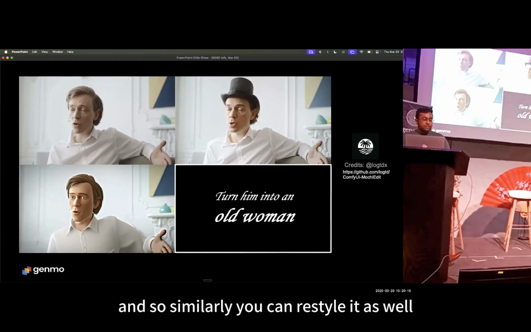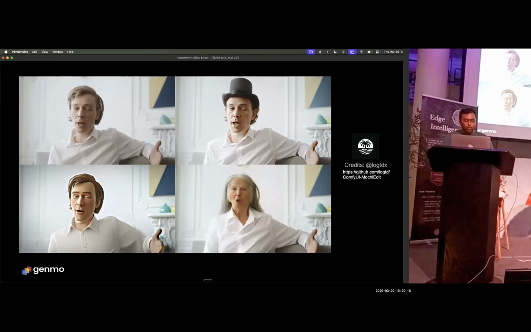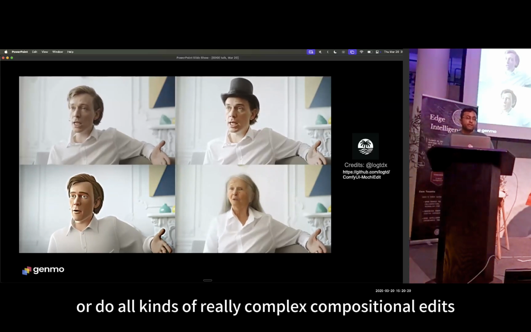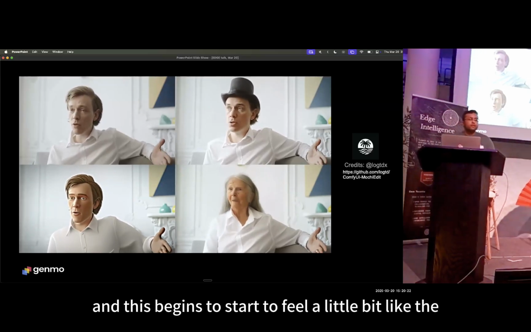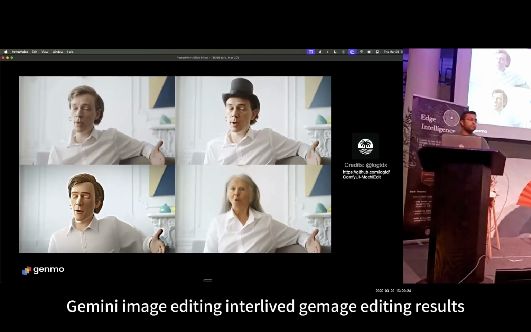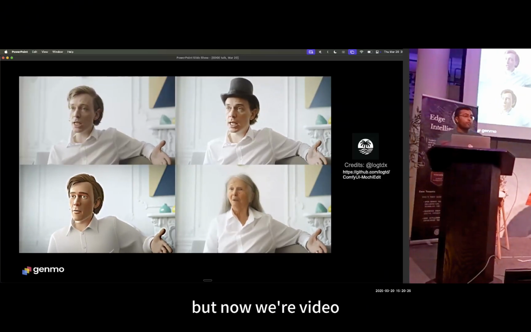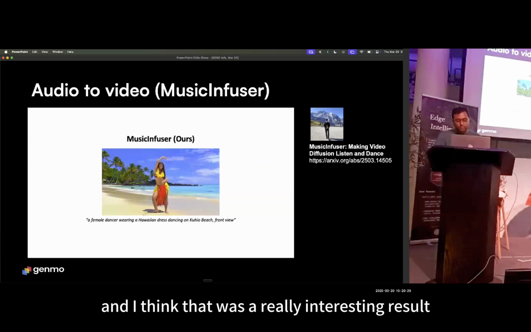And so similarly, you can restyle it as well, or do all kinds of really complex compositional edits. I think this is really incredible, and this begins to start to feel a little bit like the Gemini image editing, interleaved image editing results, but now with video. And I think that was a really interesting result.